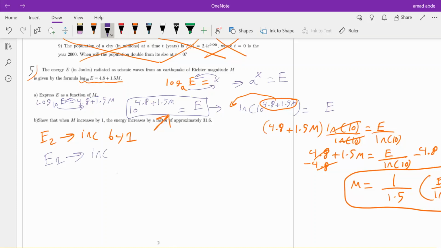Okay, so on E2 we're just adding 1 to m, so let's rewrite that. That would equal 10 raised to 4.8 plus 1.5 times m plus 1, because this is what the question is asking. Show that when it increases by 1, the whole thing increases by 31.6. And then we divide by the thing without the m plus 1, so 10 raised to 4.8 plus 1.5m.